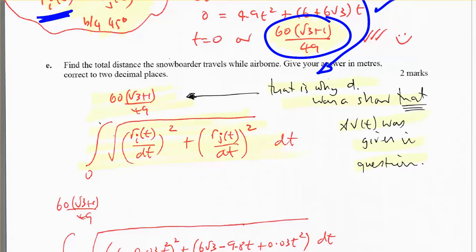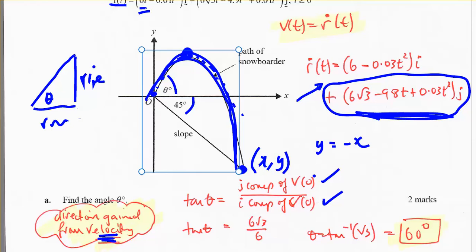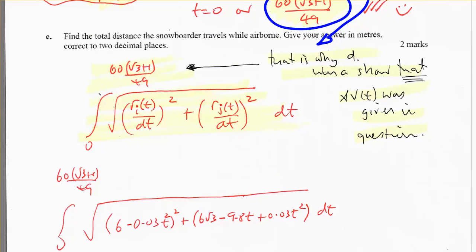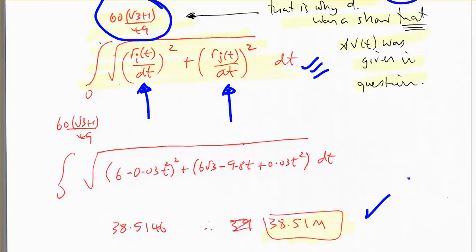And then lastly, find the total distance that the snowboarder travels. That's the distance along a curve. I have 2 rules. Since I've been given the parametric equation, I'm going to use the parametric equation rule, because this is time 2, the answer that I was given in part D. This will be the integral of the square root of the derivative of the i component squared plus the derivative of the j component squared. Since it's worth 2 marks, write the full equation out and then write your answer out.